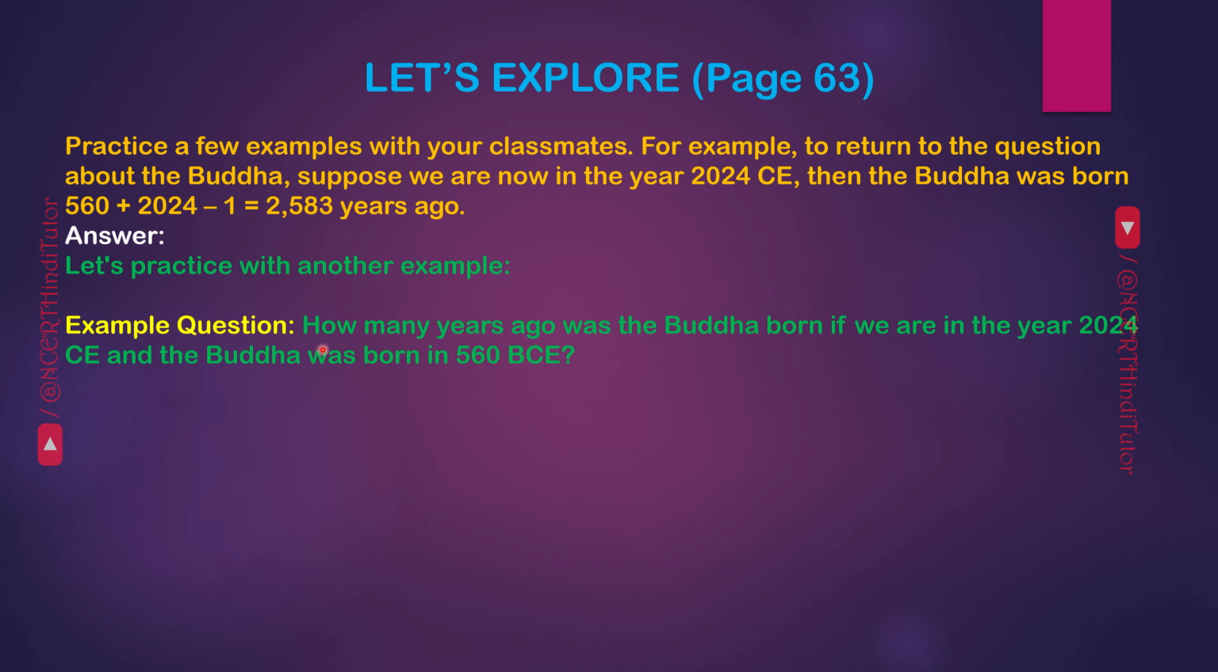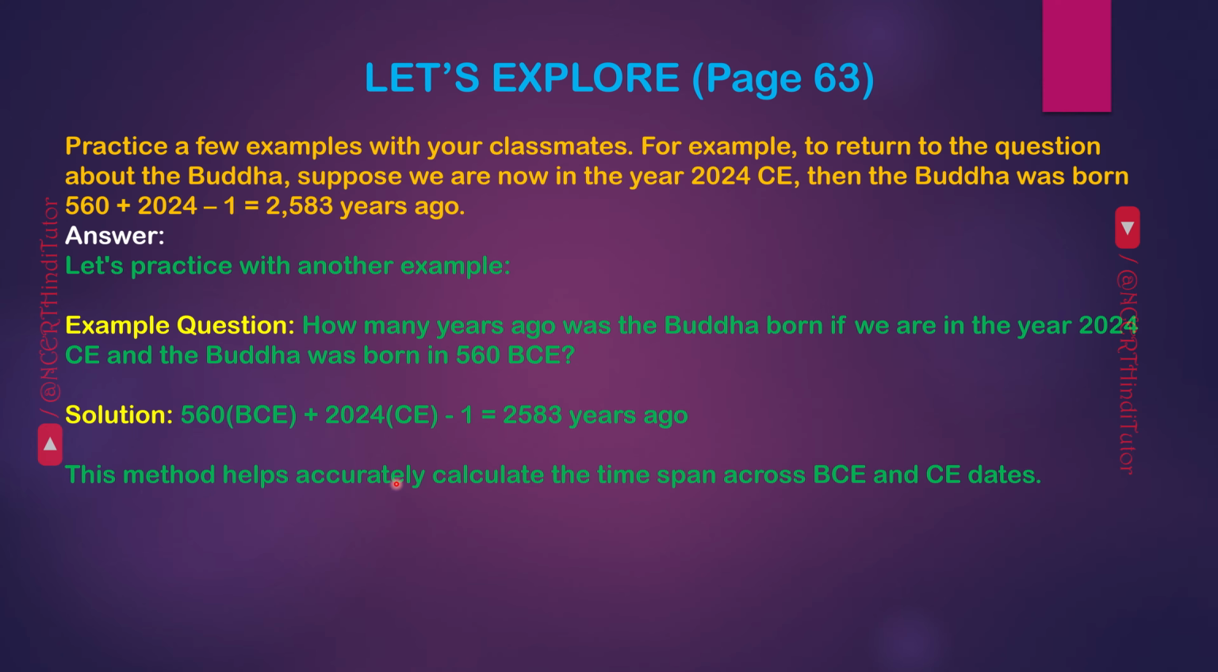Example question: How many years ago was the Buddha born if we are in the year 2024 CE and the Buddha was born in 560 BCE? Solution: 560 BCE plus 2024 CE minus 1 is equal to 2583 years ago. This method helps accurately calculate the time span across BCE and CE dates.